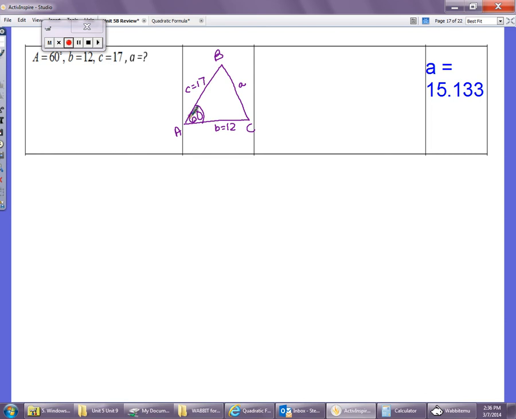If I look, this gives me SAS, which means I need to use law of cosines. So law of cosines, they want me to solve for A, so that's the formula I'm going to use.